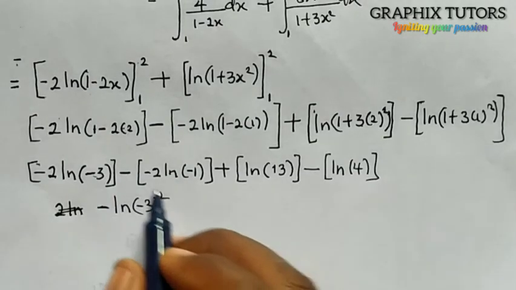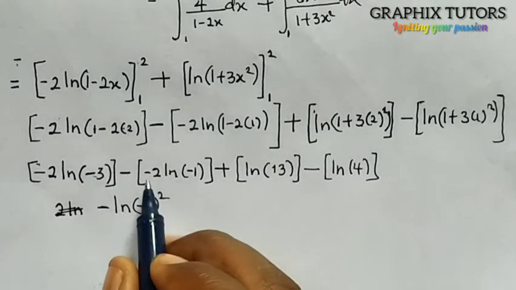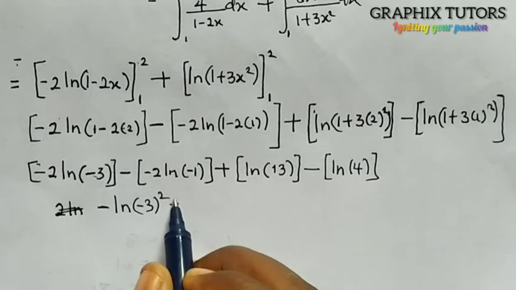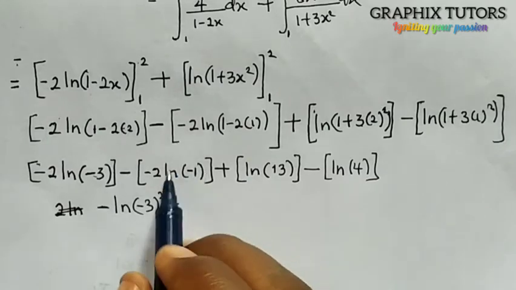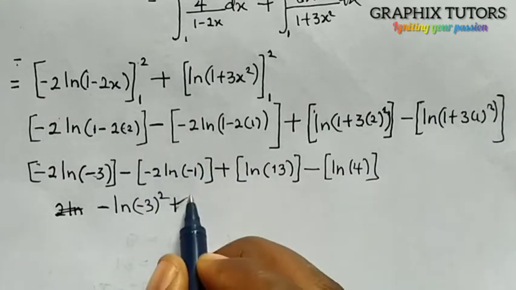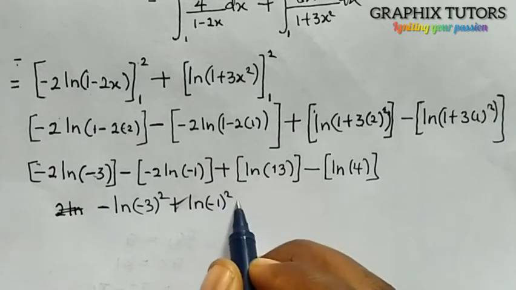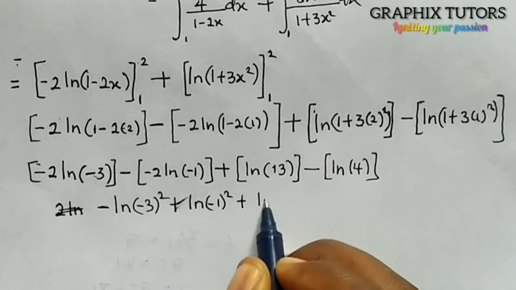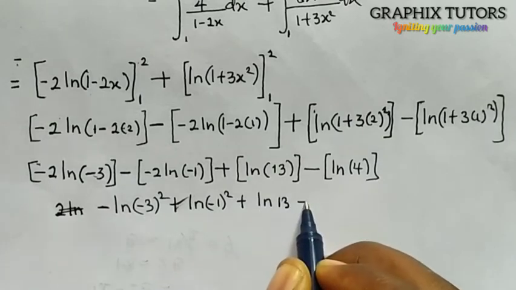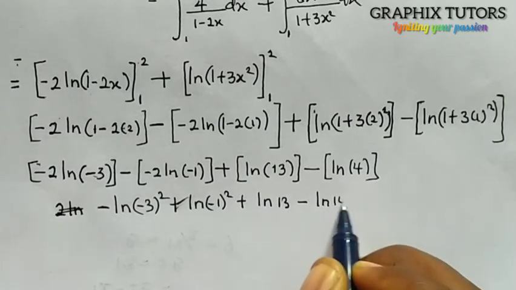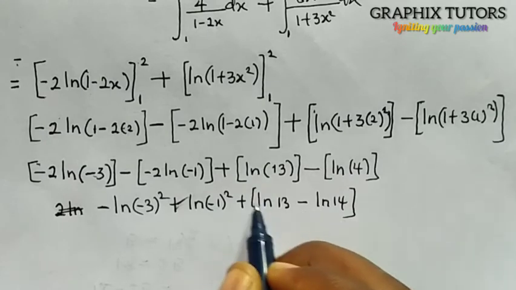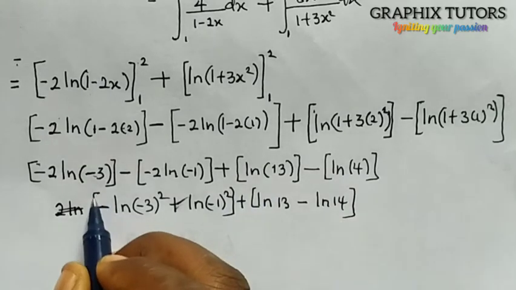So minus times minus is what? Plus. So we have these 2 will come here. We'll be having ln minus 1 all square. Plus we have ln 13 minus what? Ln 14. They are together like this. And this one too is together this way.